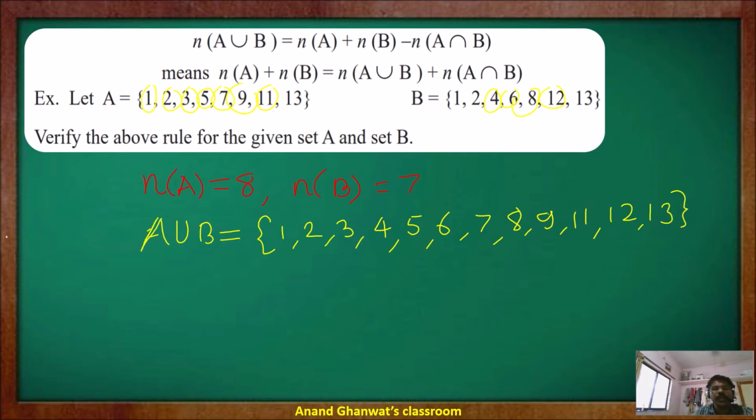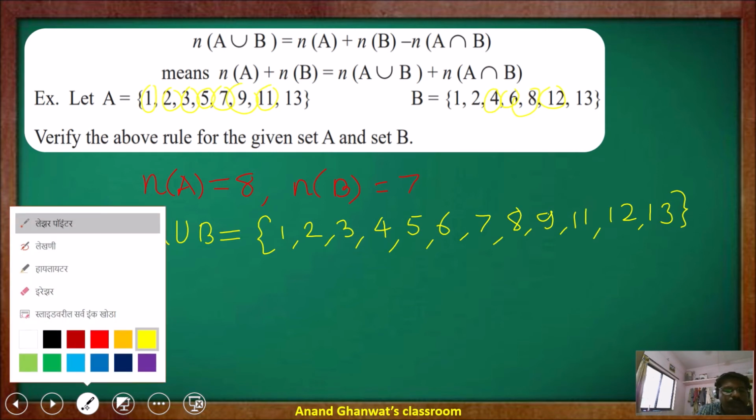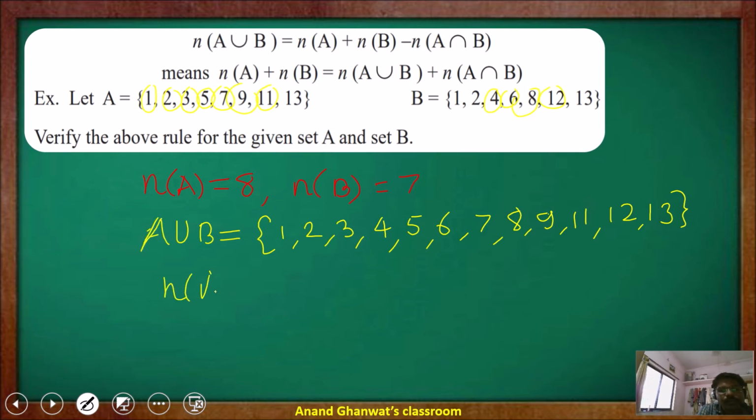So all the elements in set A or B are 1, 2, 3, 4, 5, 6, 7, 8, 9, 11, 12 and 13. Count how many elements are in set A union B: 1, 2, 3, 4, 5, 6, 7, 8, 9, 10, 11 and 12. So the number of elements in A union B is equal to 12.